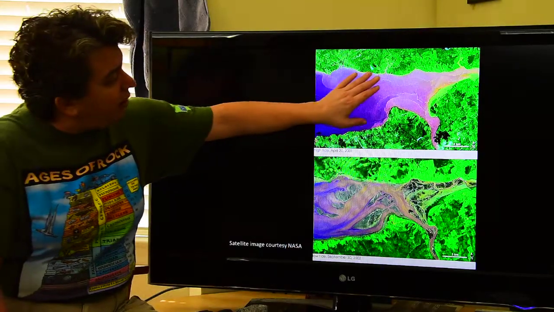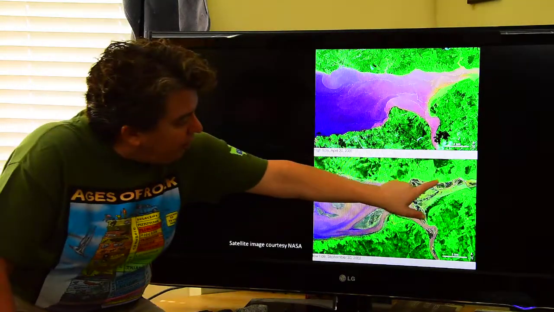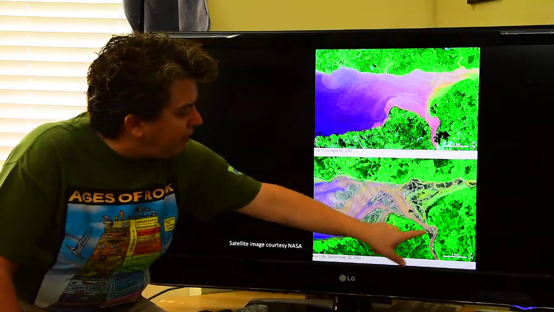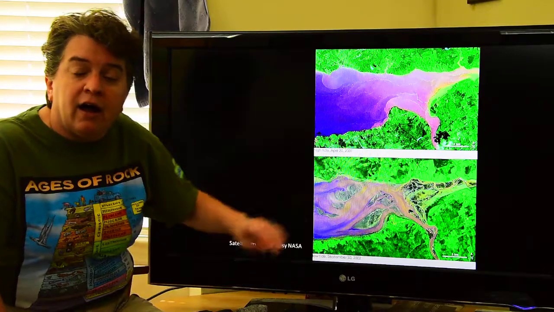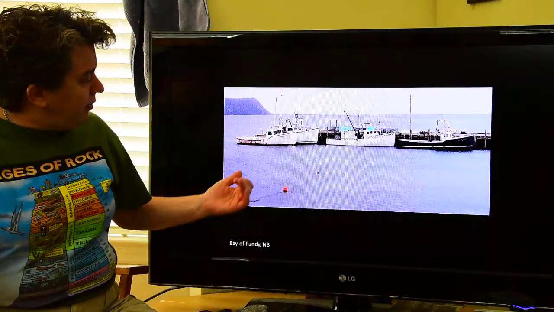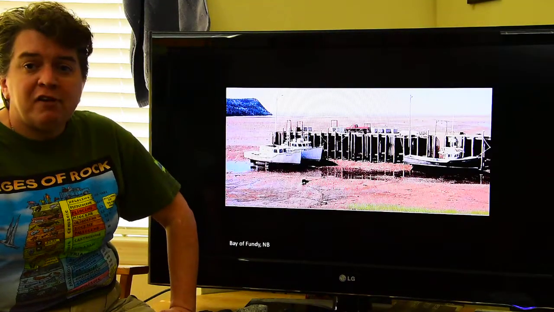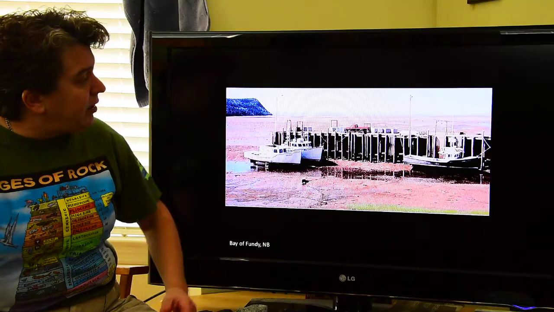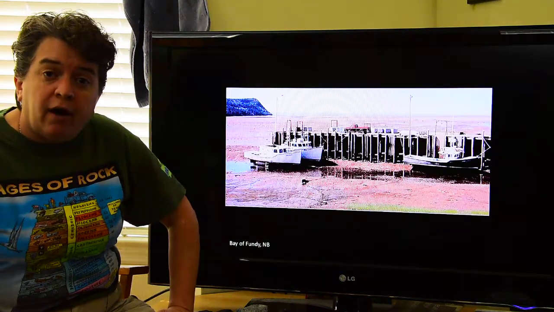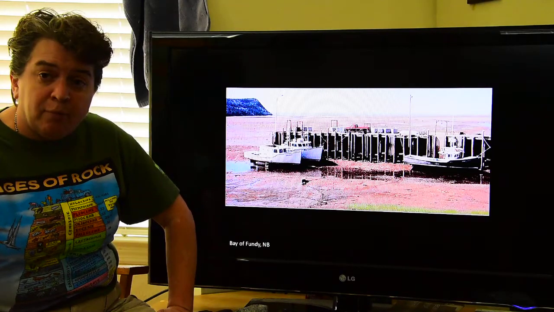This is at high tide. All of this blue is water. And this is at low tide. Notice all of this, which normally is covered with water, is now above water. And there's the Bay of Fundy at high tide, and there it is at low tide. So we can have some very extreme tidal fluctuations depending on what coastline you happen to be at.